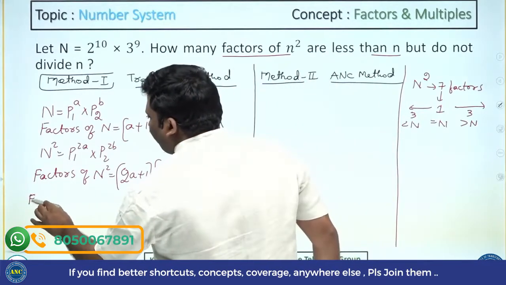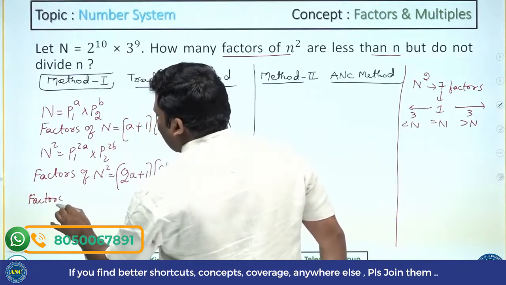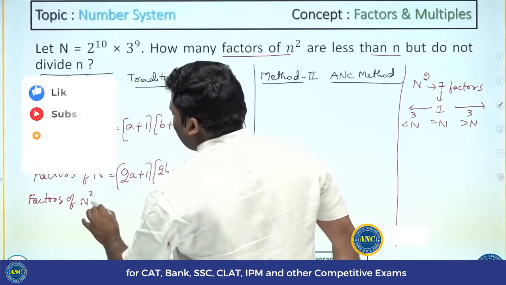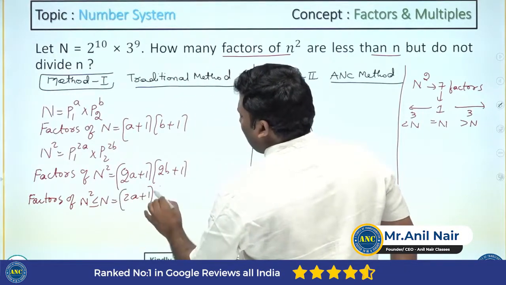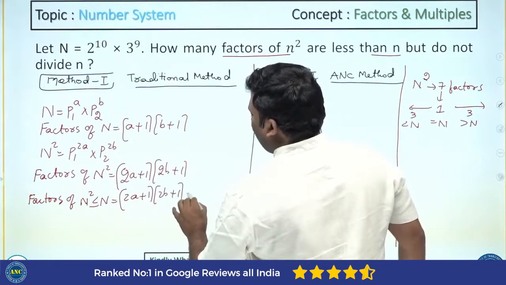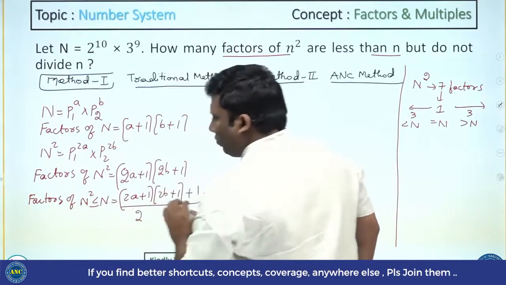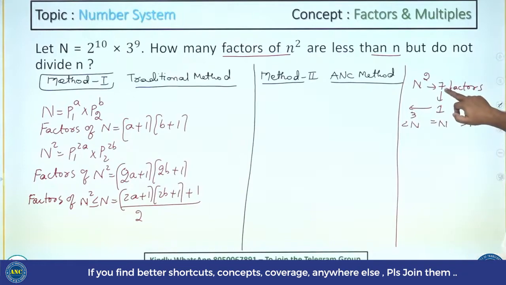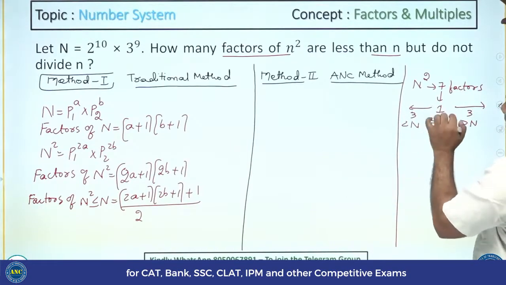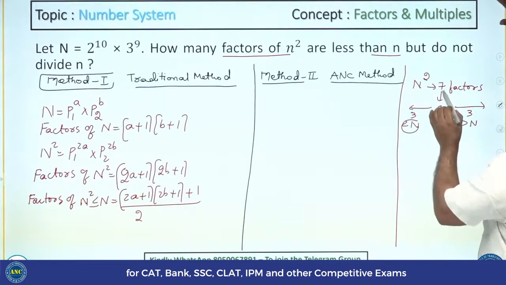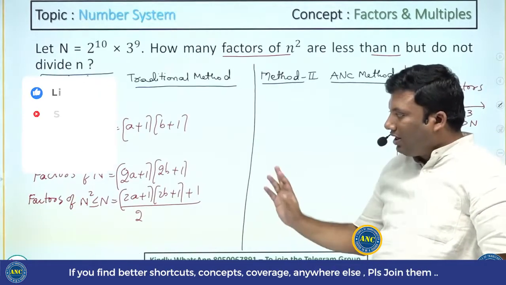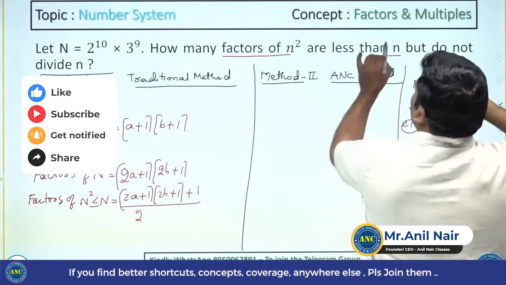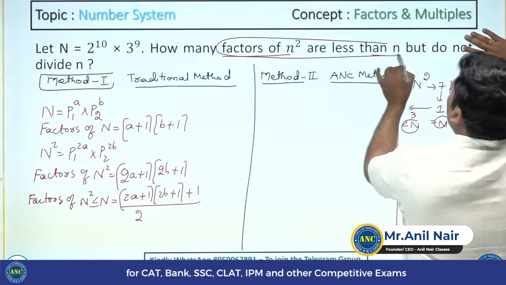So factors of n square less than or equivalent to n will be (2a plus 1 into 2b plus 1, plus 1) by 2. See here, if it is 7, factors of n square less than or equivalent to n: 7 plus 1, 8, 8 divided by 2, which is 4. Are you all with me? From this one, factors of n square less than n, I did it.